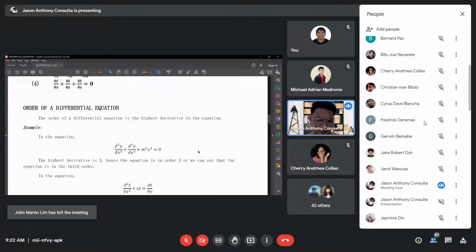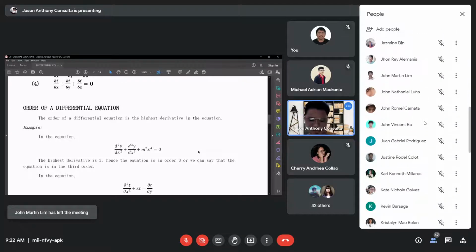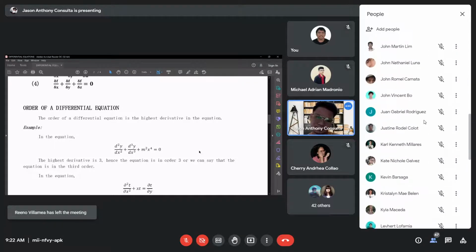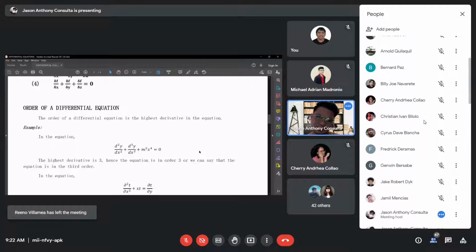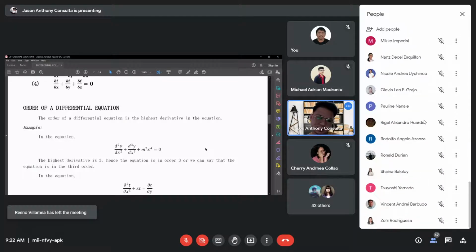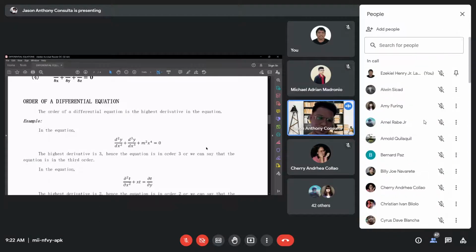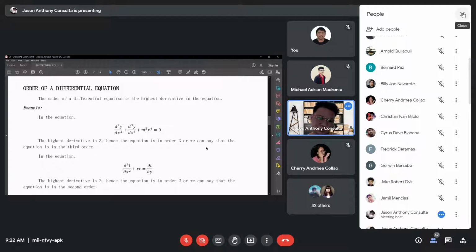So, the same, second derivative of t with respect to x. So, it is in the second order.